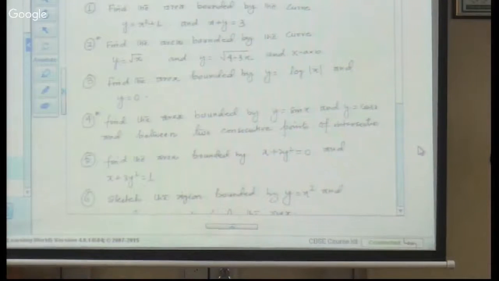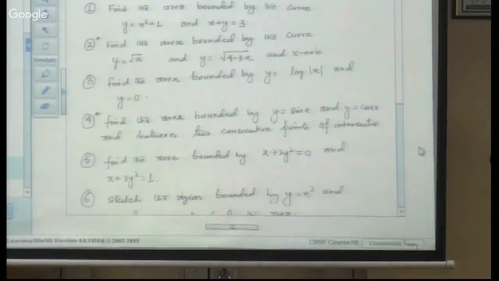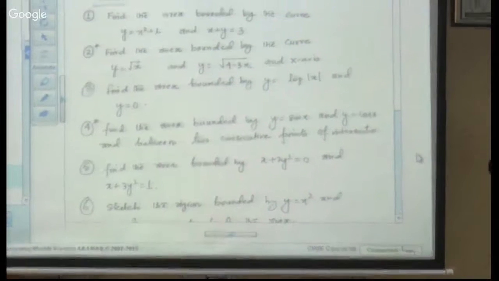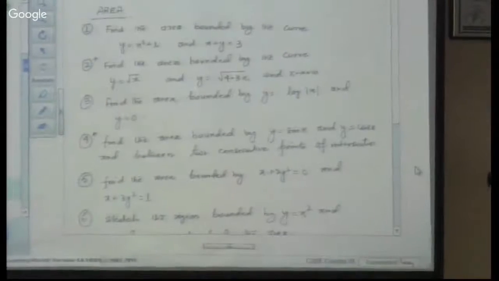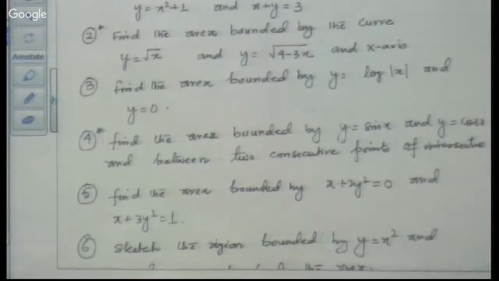If I say 2y square is equal to minus x, y square is equal to minus x by 2, it is a parabola, and it will be something like a left-hand parabola. The vertex is going to be 0, 0. It's easy to draw. The other parabola is nothing but 3y square is equal to 1 minus x. So first I have to take the negative of x and then shift 1 to the right.